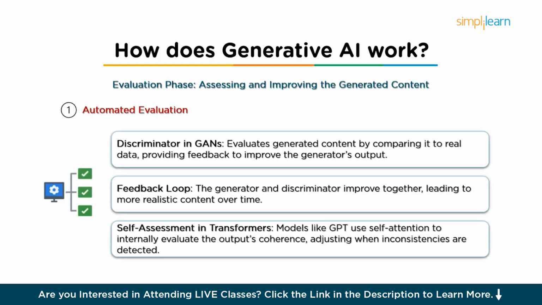First, we'll discuss automated evaluation. In many generative AI systems, evaluation is built directly into the model, and this is particularly common in systems like GANs, where the discriminator serves as an evaluator. So here's how it works.